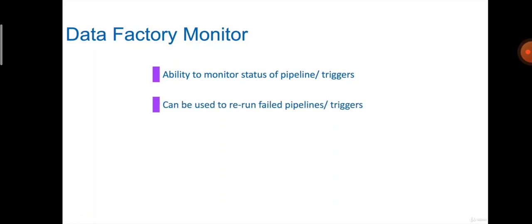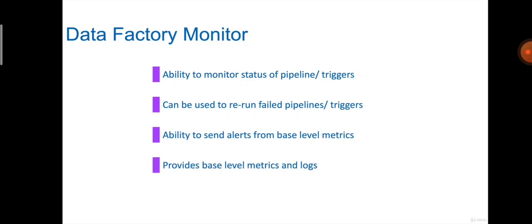Let's have a look at the capabilities of the Data Factory Monitor first. This can be used to monitor the status of pipelines, triggers, and activities within a Data Factory. We can use this to rerun any failed triggers or pipelines. We can generate alerts from base level metrics available. For example, we can trigger an email when a pipeline or a trigger fails. There are a couple of limitations with the Data Factory Monitor itself. The first one is that it only provides base level metrics and logs. And also the pipeline runs are only kept for 45 days, so you cannot look back at a pipeline that ran more than 45 days ago.